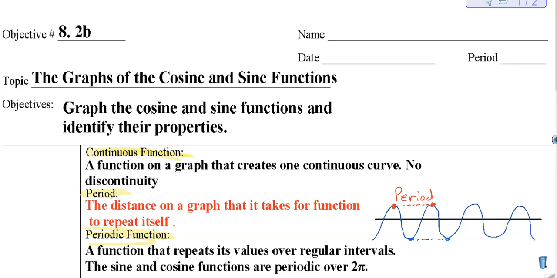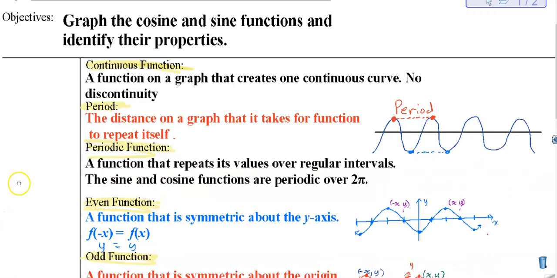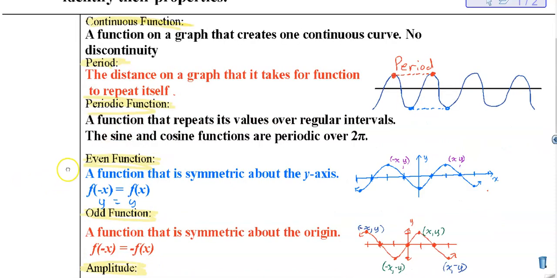So let's develop some vocabulary here really quickly. Just make sure we're speaking the same language. You know how trig is its own language. So let's remind you of a continuous function. A continuous function is a function on a graph that creates one continuous curve with no discontinuity. No breaks, no holes, no asymptotes.